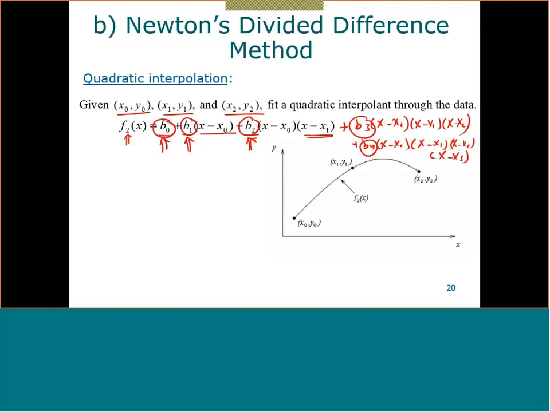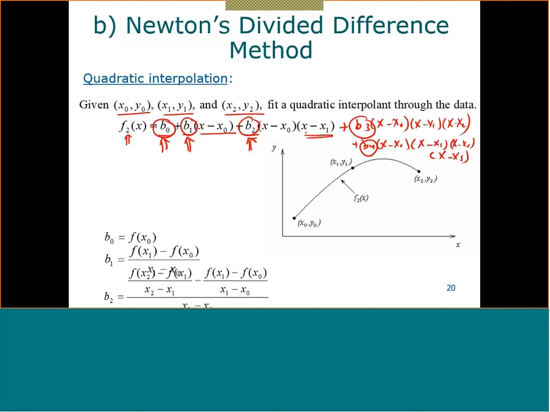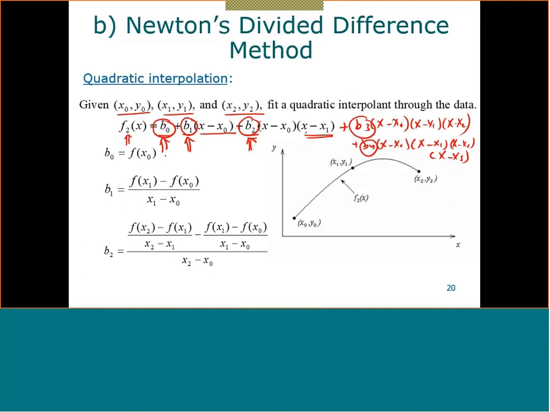Now these constants, I will show you the formula, but then we will derive an easier way to find all these constants. So b0, we know it. b0 is nothing but f of x of 0. We did that. And also b1, we did that. It is the slope between x of 1 and x of 0. So it's basically the function at x of 1 minus the function at x of 0, divided by x of 1 minus x of 0.